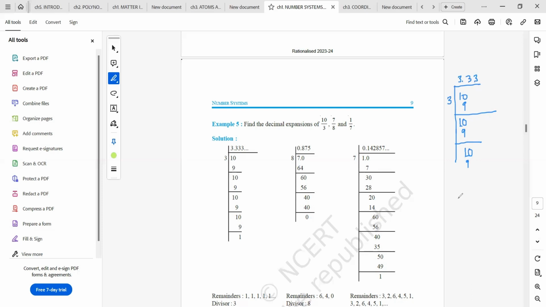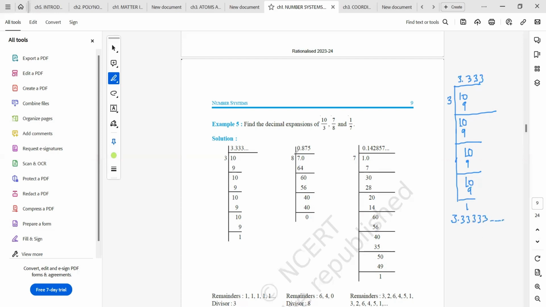So what do you think? Always the remainder will be 1, and we'll get a decimal, and it will continue endlessly, right? So the answer we will always have is 3.33333. It continues. It is endless.